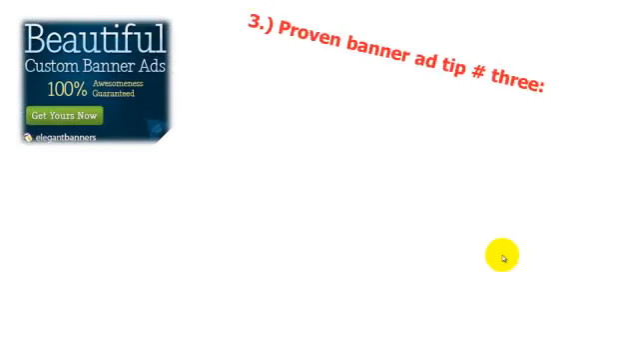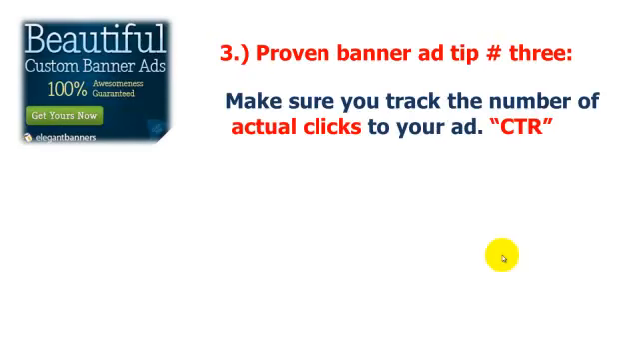So here's proven banner ad tip number 3. Entrepreneur, make sure you track the total number of actual clicks to your ad, what's often referred to as your CTR, click-through rate. To give you an idea, let's suppose there are 100,000 subscribers on the list and they send out an email. Let's say you're advertising in this e-zine, and 1,000 of those 100,000 that actually receive it click through to your link. Well, you take the 1,000 divided by the 100,000, you should get 0.01. You multiply 0.01 times 100 and you've got 1%.